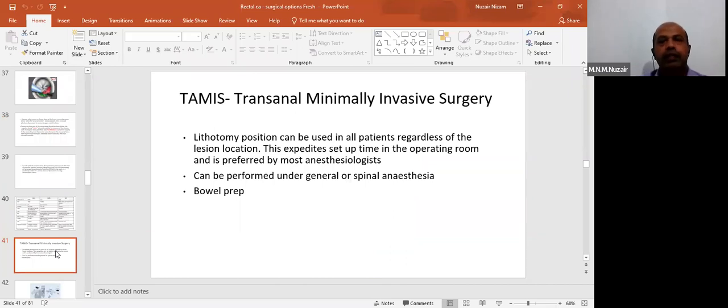So there are some other techniques we use to excise early rectal cancers. One of them is called TAMIS. TAMIS means transanal minimally invasive surgery. We can use the same ports which we are using for TATME, and use the same instruments inside to excise the early tumors. Mainly this is done for T1 tumors, and rarely you can excise small T2 tumors as well.